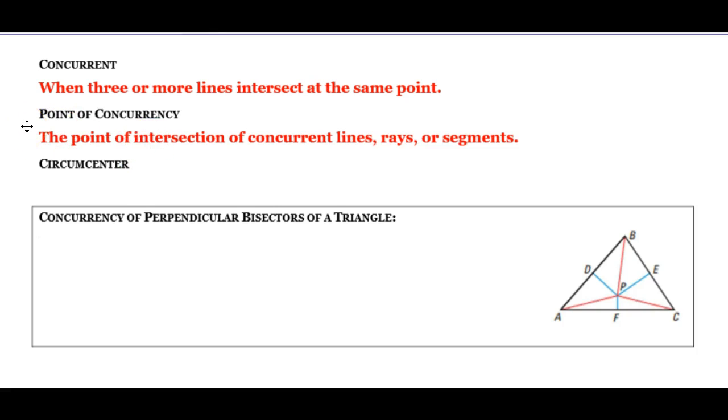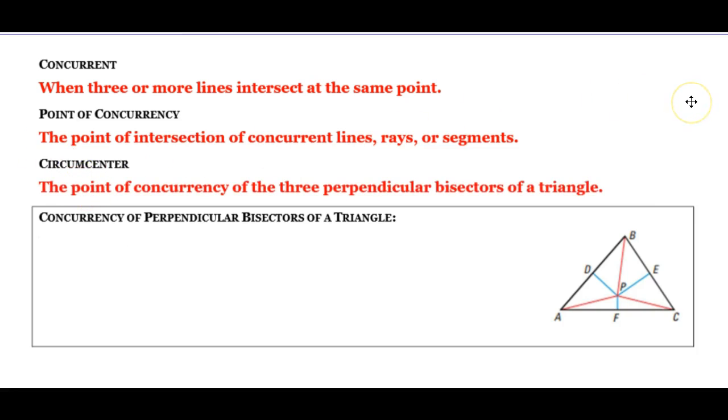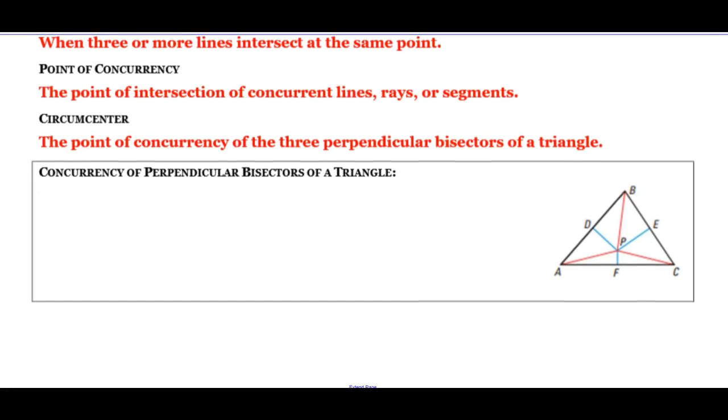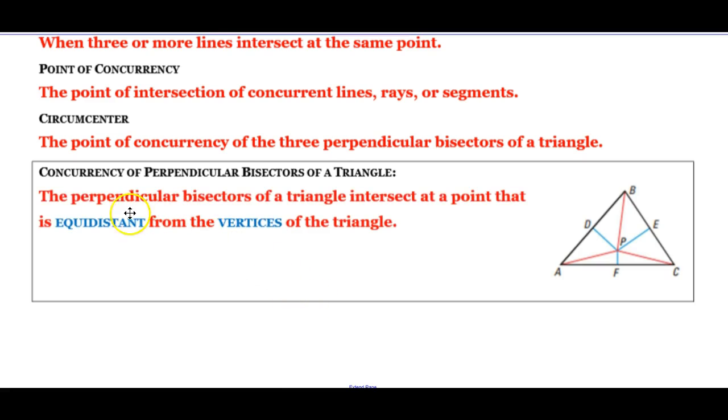Now, with perpendicular bisectors, they have a special name for the point of concurrency, and that is the circumcenter. So when all 3 perpendicular bisectors of a triangle are drawn, they will intersect at one point, and that is called the circumcenter. Now, we have a theorem about the concurrency of perpendicular bisectors of a triangle, which is the perpendicular bisectors of a triangle intersect at a point, the circumcenter, that is equidistant from the vertices of the triangle.